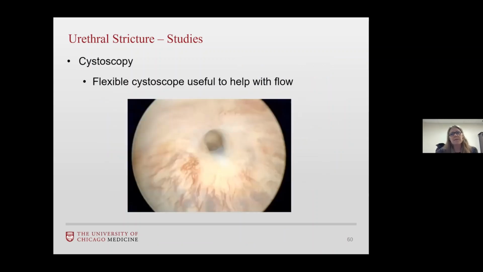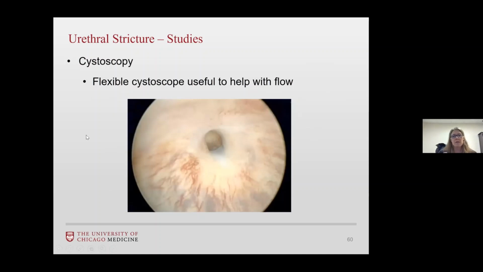So cystoscopy, this is where you're really going to see it, or if you're trying to pass a catheter and it doesn't go easily. Again, we talked about using that flexible scope and providing a little bit of compression around the urethral meatus to try to give good distension of the urethra to get an idea of it.